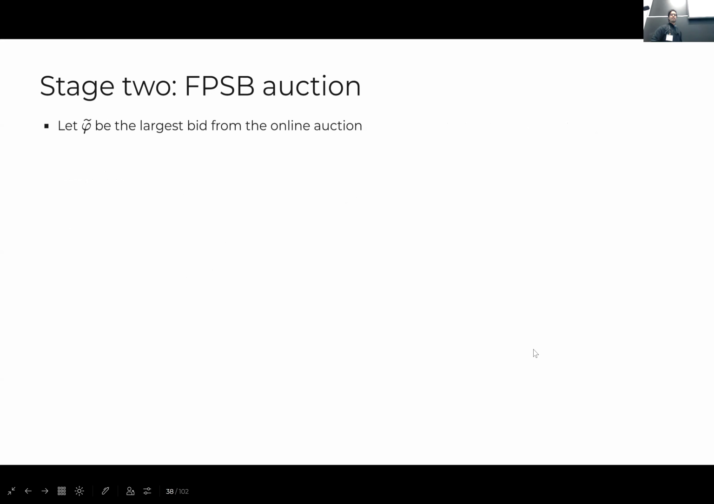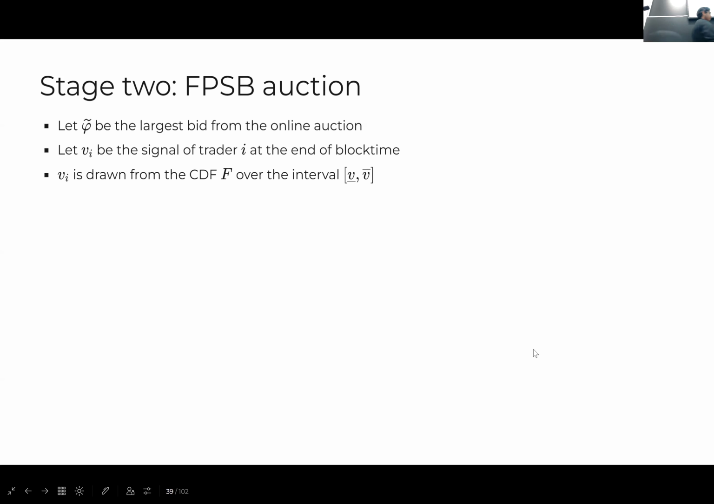Okay, so I will call this tilde phi, the largest bid from the online auction. So I'm, again, working backward. Remember that the final step is the first price sealed bid auction. And I assume that at the end of the online auction, the largest bid there is this tilde phi. I will call the private signal of trader i at the moment we arrive at the first price sealed bid auction v_i, and I will assume that it's drawn from some distribution F over some interval.